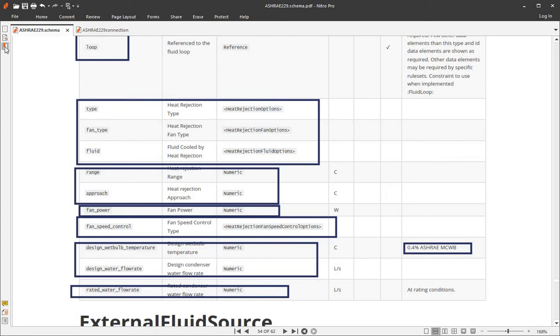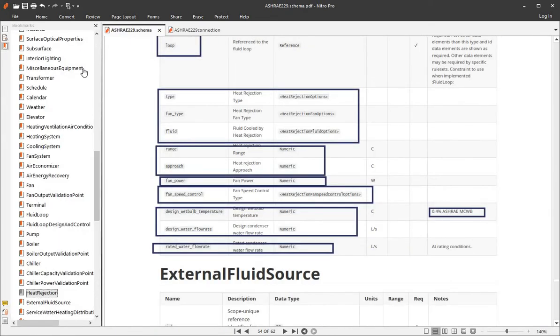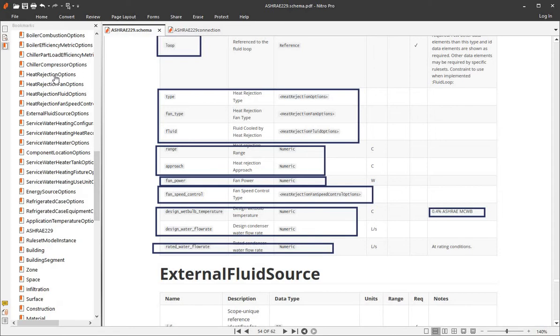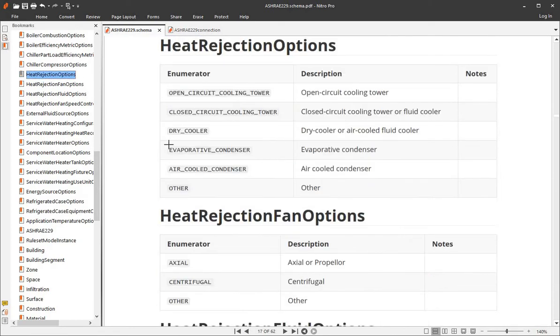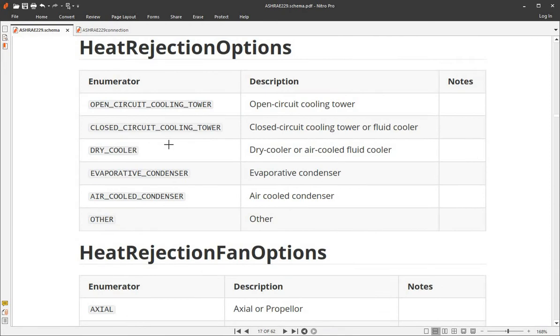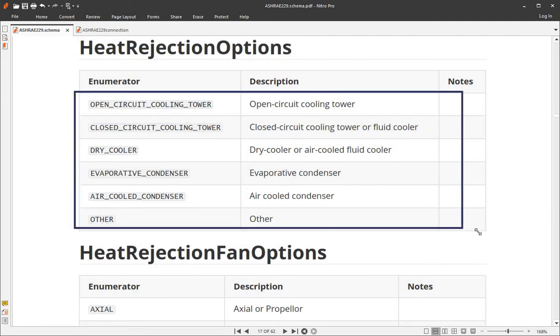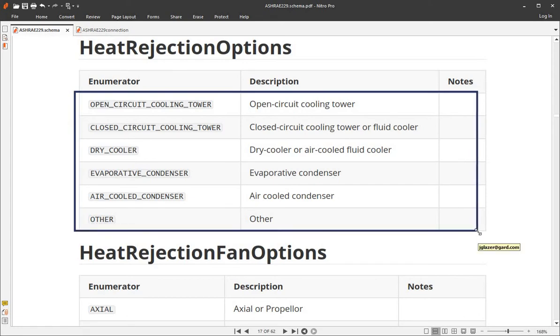So let's look at those enumerations to explain this a little bit further. So the first enumeration is heat rejection options. And those are basically just the types of heat rejection equipment that are involved here. First is, well, these are really kind of ones that you'd expect. So different types of cooling towers, dry cooler, evaporator condenser, and air-cooled condenser. And then in case we missed one of those, there's also another option.